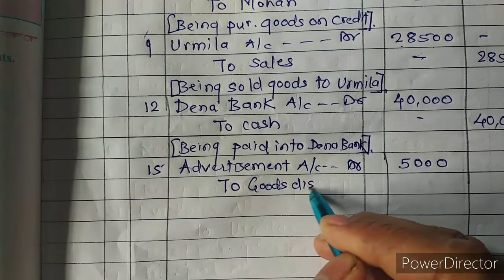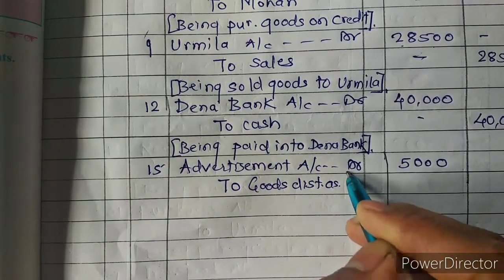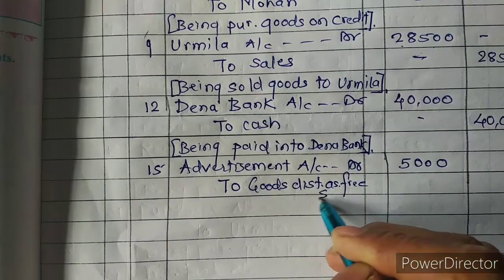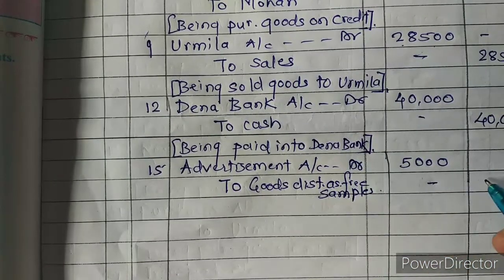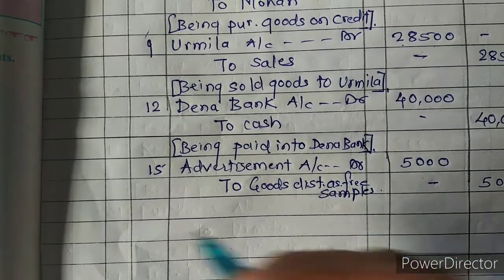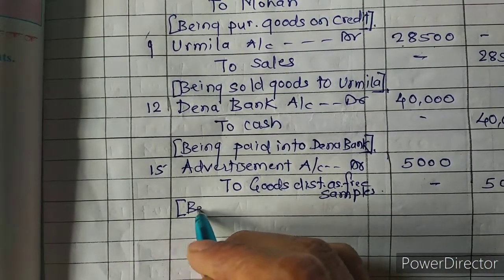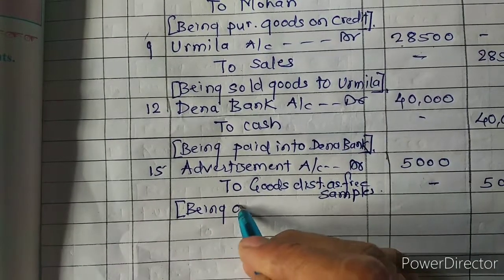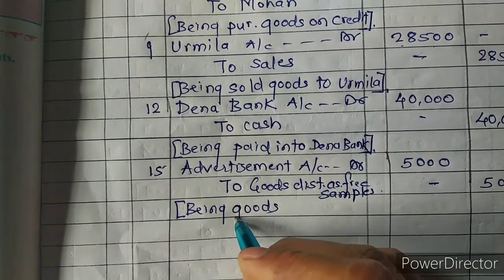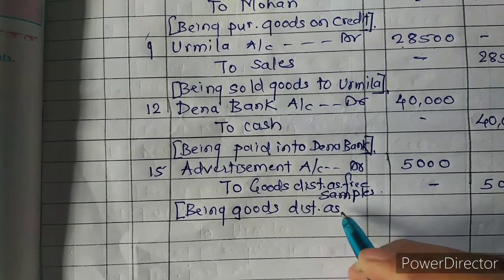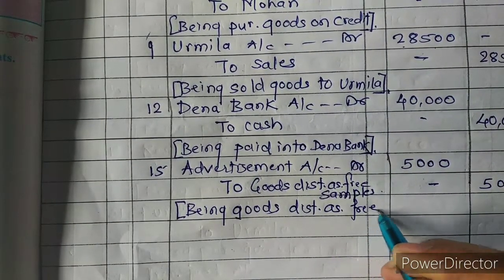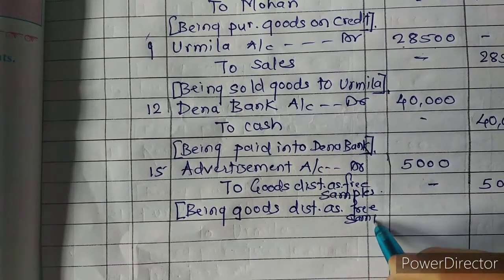Goods distributed as free samples account, rupees 5,000. Narration: being goods distributed as free samples.